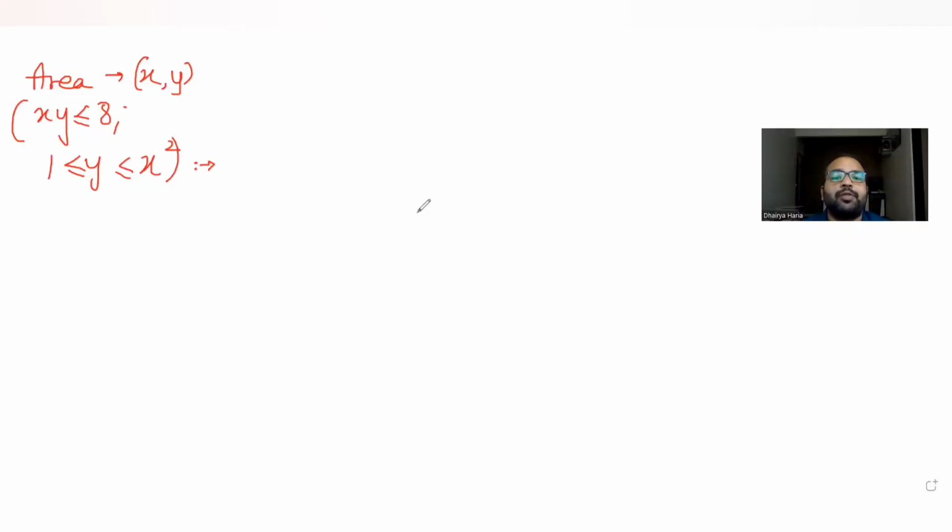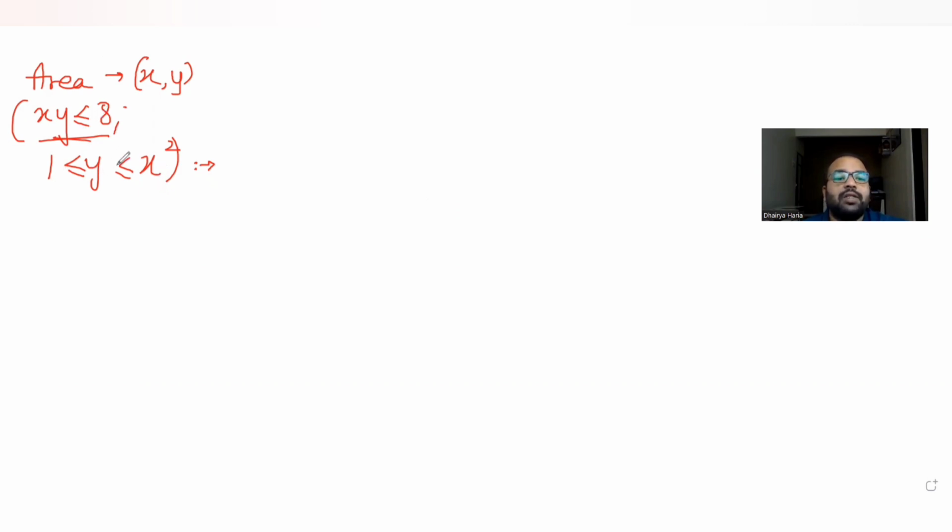So today's question is based on the area enclosed by the curves. It says we have to find the area where two regions are given to us. The first region is x into y is less than or equal to 8, and the second region is y between 1 and x squared.